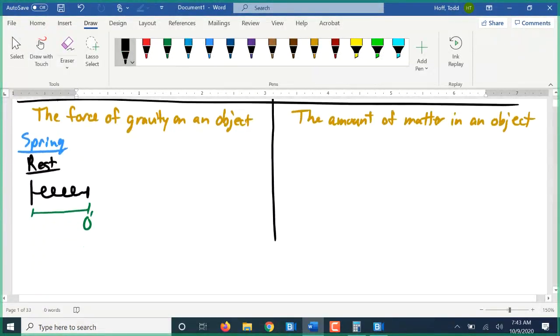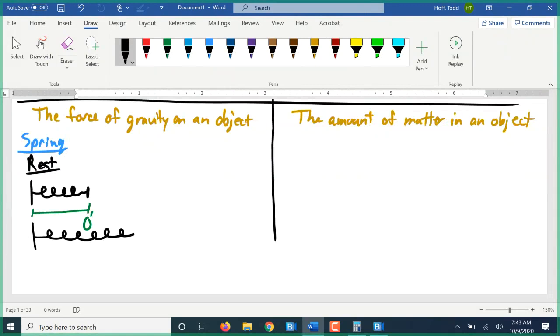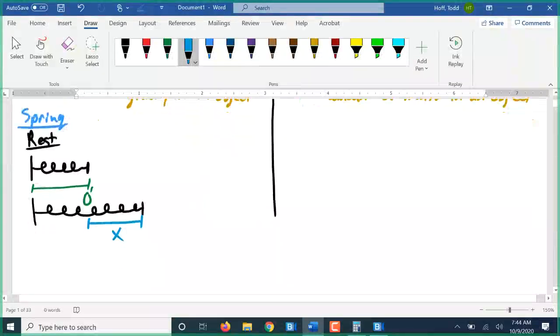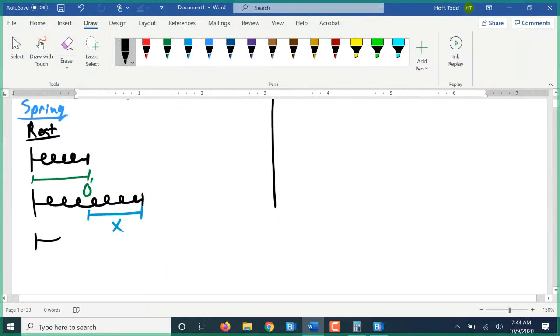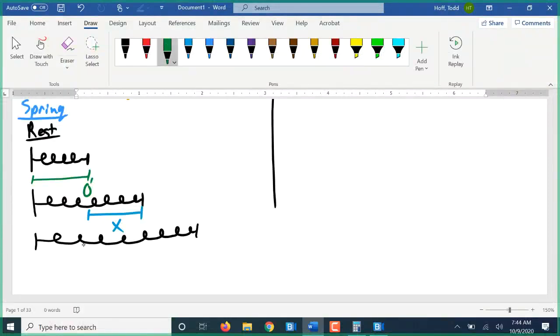If I stretch that spring to a certain distance, so now I've gone a certain distance away from that 0 point, I'm just going to label that X for now. It takes a certain amount of force to stretch it that far. If I stretch it so that it is now twice as far away from that initial resting point, 2x, that takes twice as much force. So if it takes F amount of force here, this takes 2F force to stretch it twice as far.